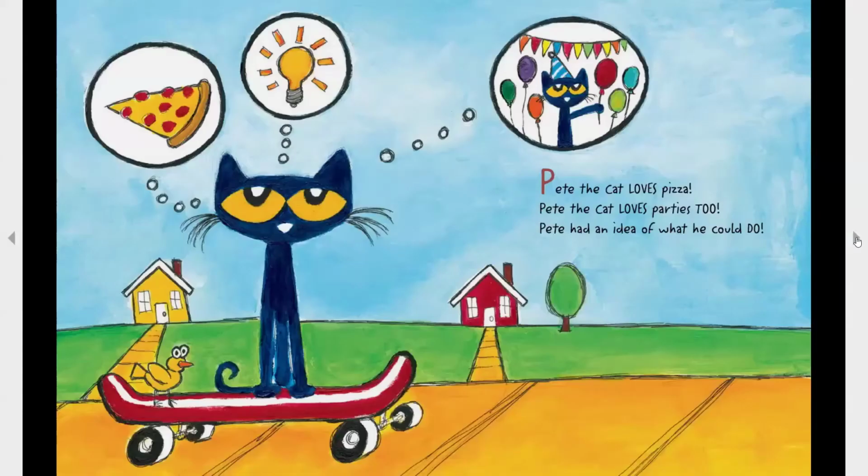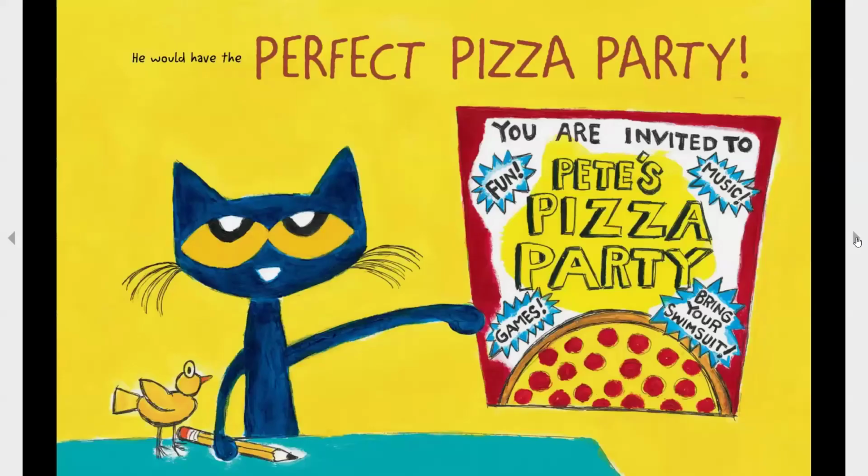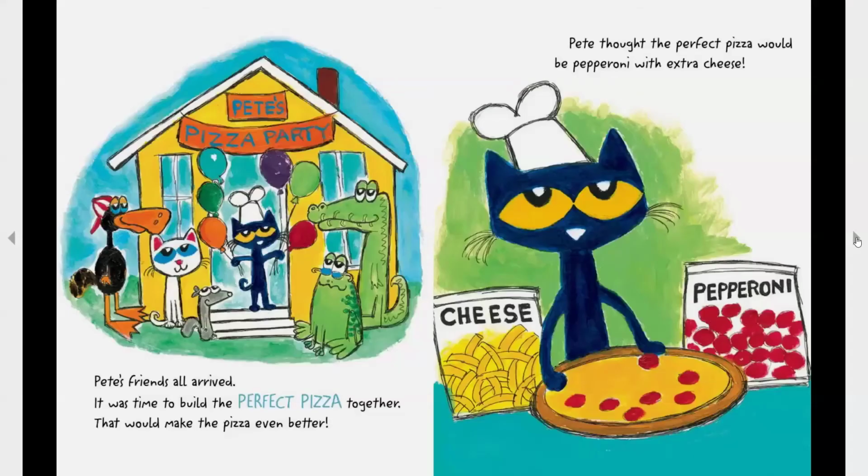Pete the Cat loves pizza. Pete the Cat loves parties too. Pete had an idea of what he could do. He would have the perfect pizza party. Pete's friends all arrived. It was time to build the perfect pizza together. That would make the pizza even better. Pete thought the perfect pizza would be pepperoni with extra cheese.